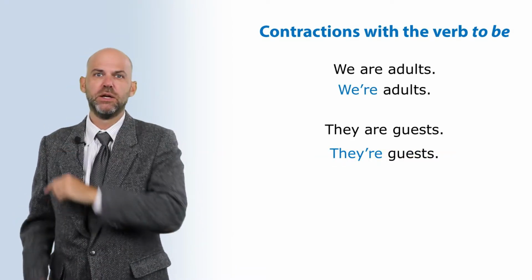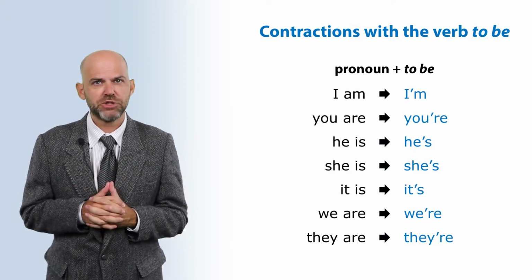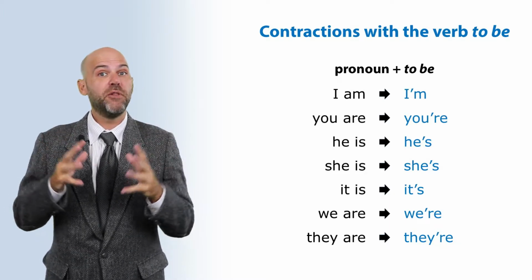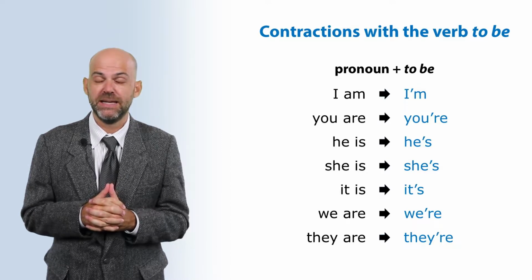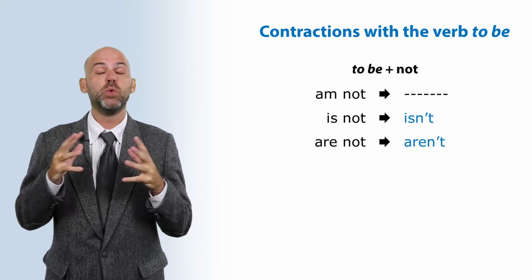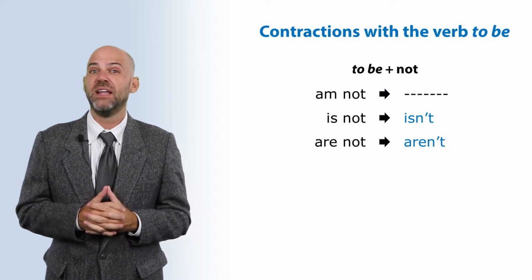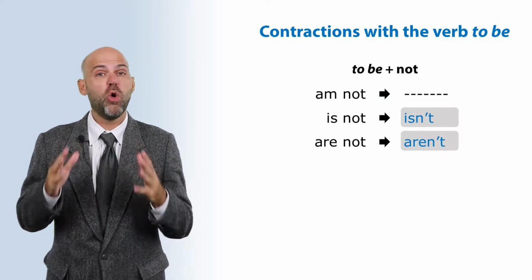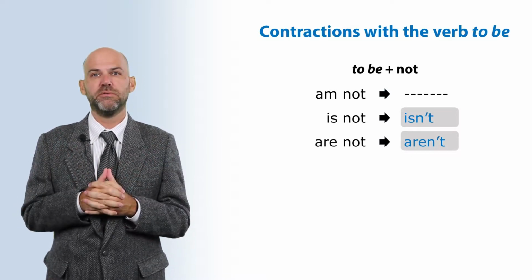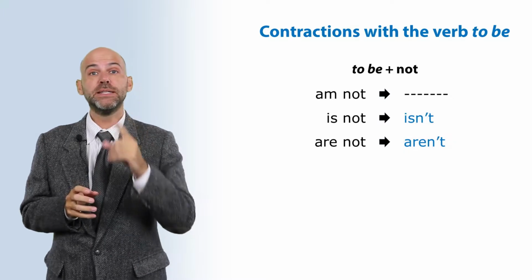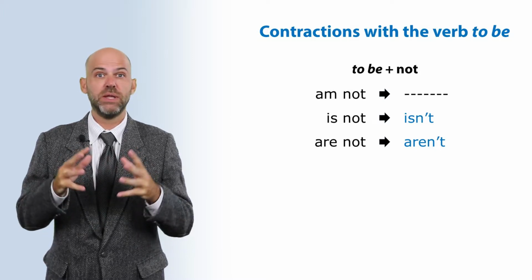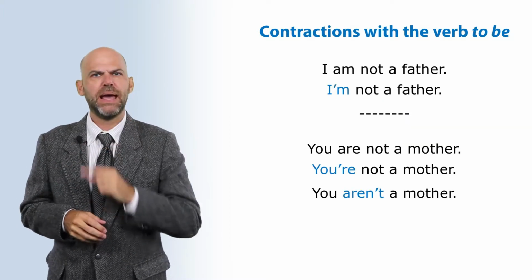Okay, great. Remember, these contractions use subject pronouns and the verb to be. But there's another way to make a contraction with the verb to be. In negative statements with the verb to be, we make contractions with the word not. These types of contractions are only used in negative sentences. There is no contraction for the words am and not. Let's look at some examples of contractions in negative statements with the verb to be. Repeat after me.